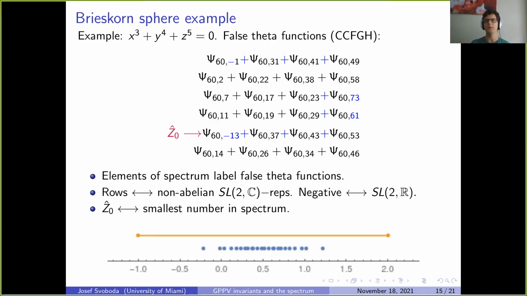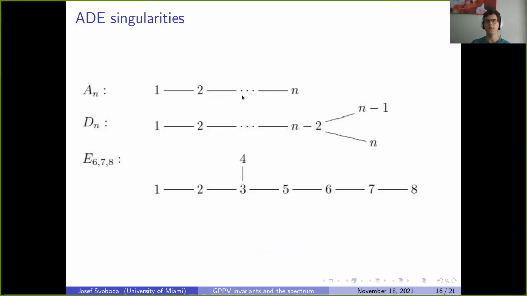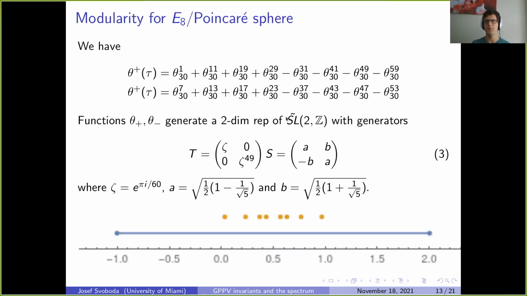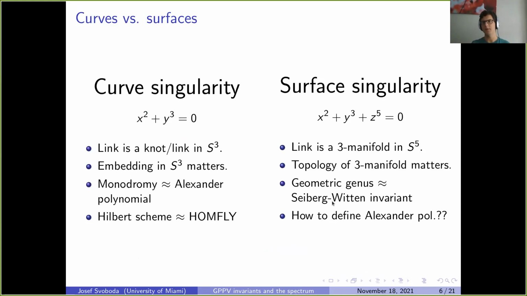So this has something to do with the story I described in the beginning. So this story of Nemeti and Seiberg-Witten invariants. So this works for some singularities, but not for all of them. And this story about... okay, maybe I have like 4 minutes.